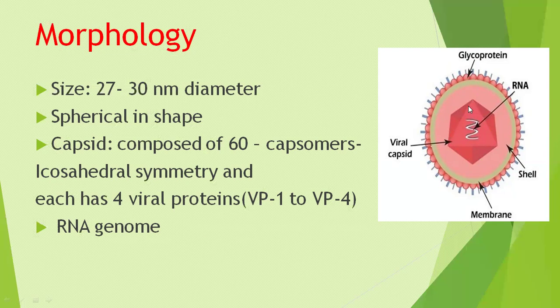So it is composed of 60 capsomers and they are arranged in icosahedral symmetry, and each capsomer has 4 viral proteins. They are called viral protein 1, viral protein 2, viral protein 3, and viral protein 4, and they consist of single-stranded RNA as the genetic material.